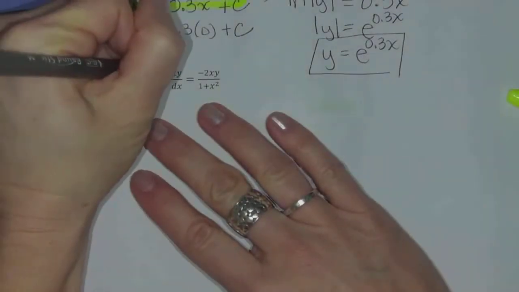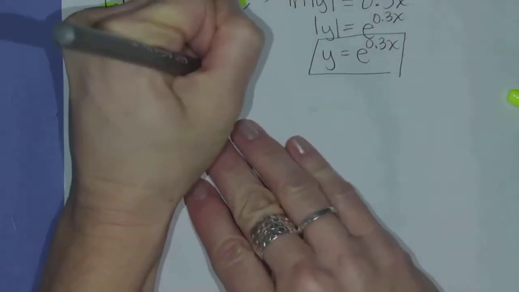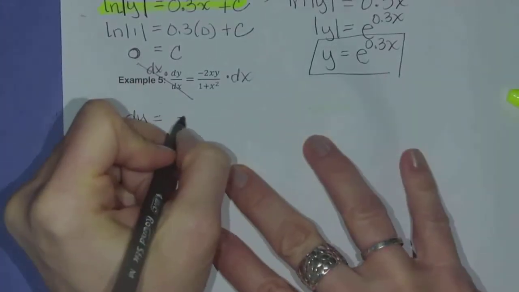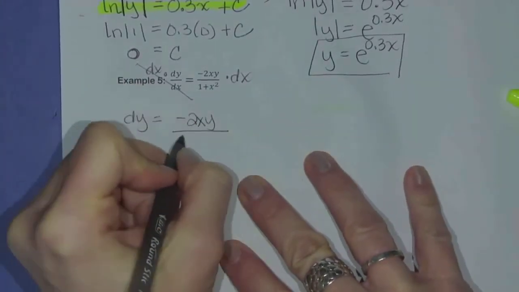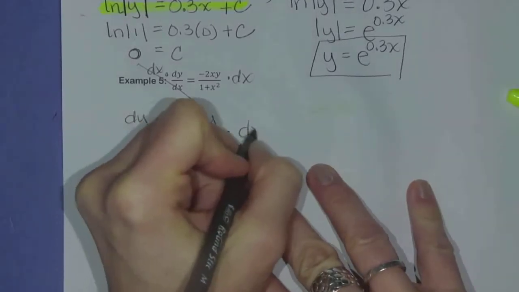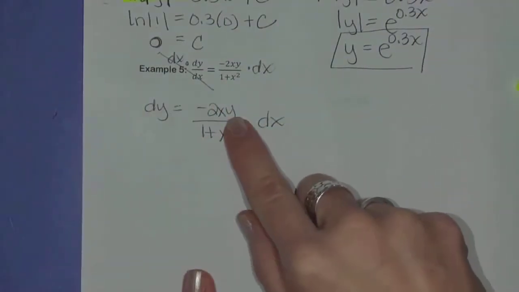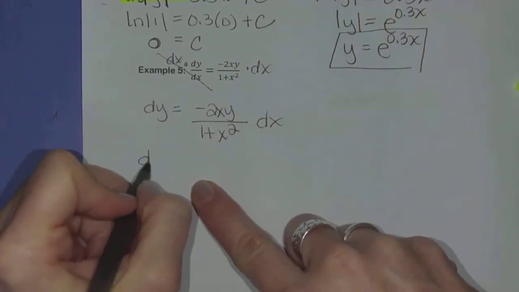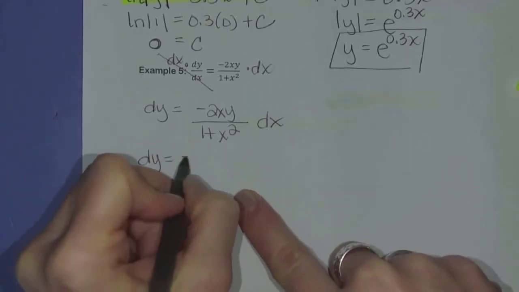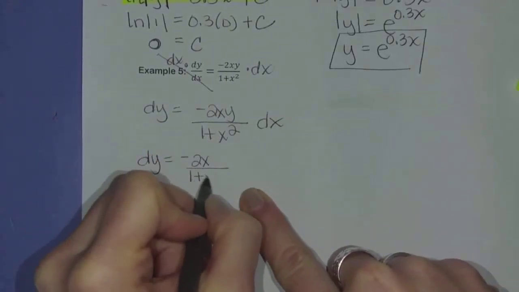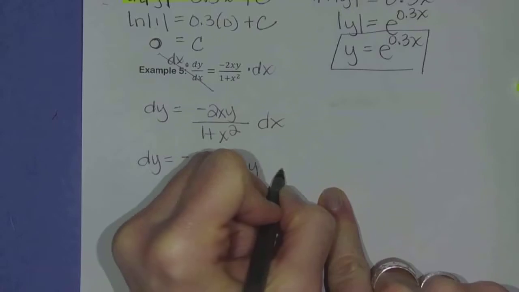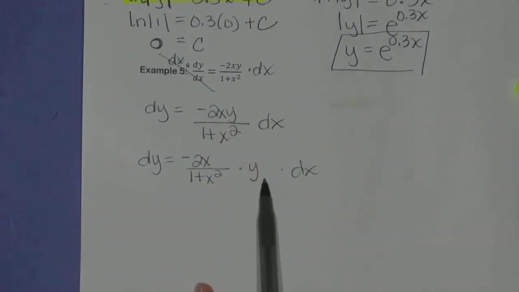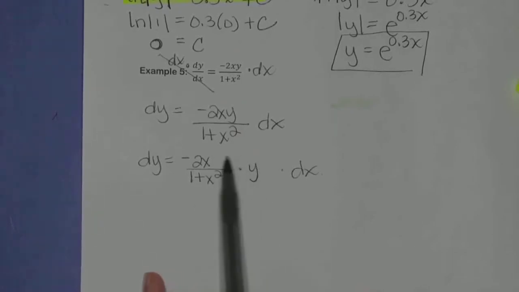So I'm going to start, multiply both sides by dx. So I'll have dy equals negative 2xy divided by 1 plus x squared dx. Now I've got to get that y separated into the other side, so I'm actually going to do this. I can write this as negative 2x over 1 plus x squared times y times dx. So I can pull that y out to the side because if I multiply these two, the y would just go right back up.